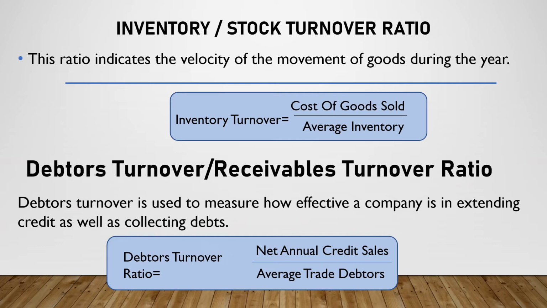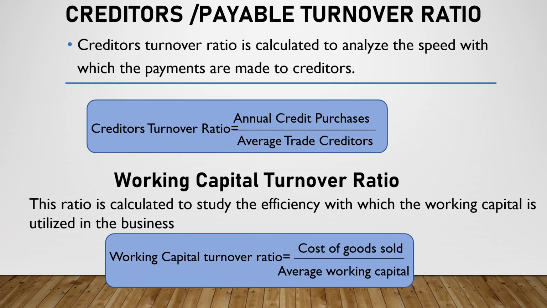Second is the debtors turnover or receivables turnover ratio. Debtors turnover is used to measure how effective a company is in extending credit as well as collecting debts. It is calculated by net annual credit sales divided by average trade debtors. The next is the creditors or payables turnover ratio. It is calculated to analyze the speed with which payments are made to the creditors, by the formula: annual credit purchase divided by average trade creditors.